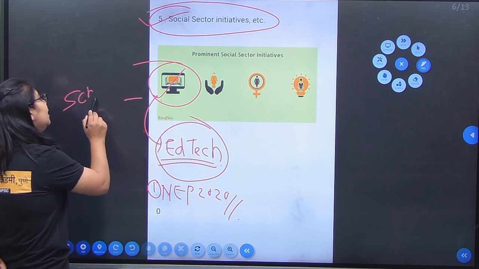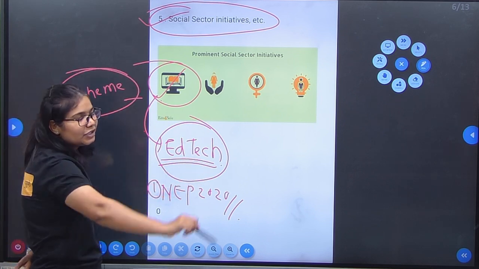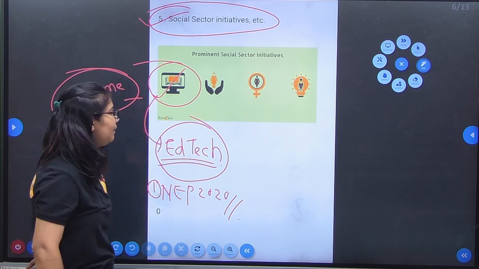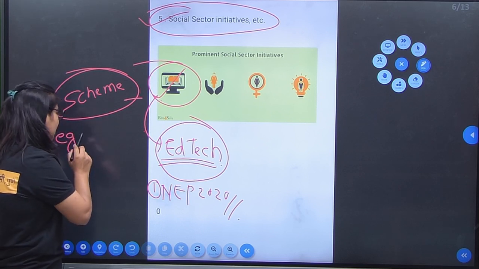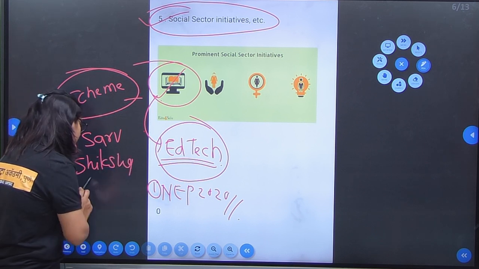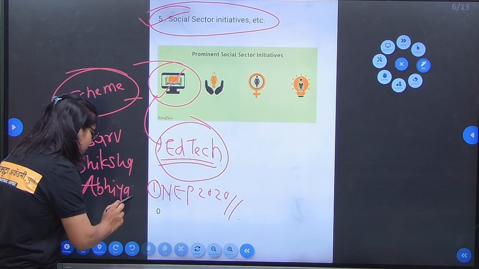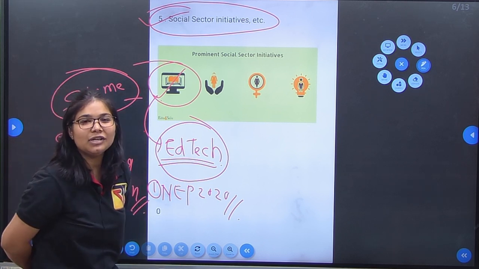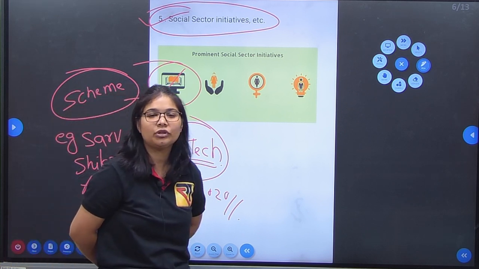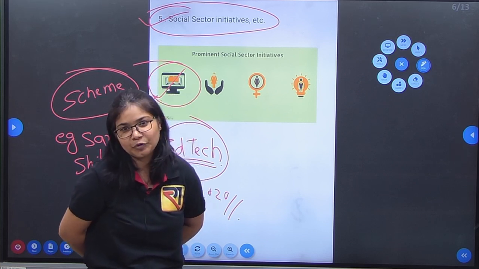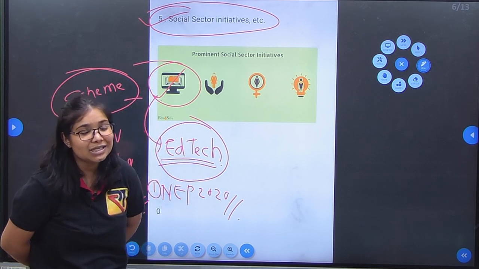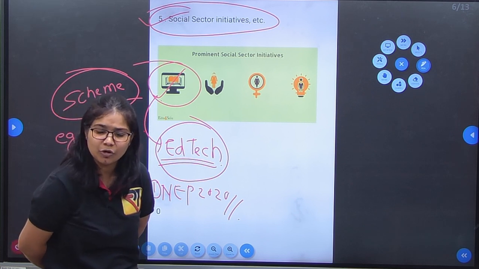Different schemes regarding education introduced by the government of India, we have to learn and analyze those schemes. For example, there is one scheme called Sarva Shiksha Abhiyan. Primary education for children from the age of 6 to 14 is free. Then there is the Madhyamik Shiksha Abhiyan, and then the Uchchatar Shiksha Abhiyan. These are the schemes run by the government of India.